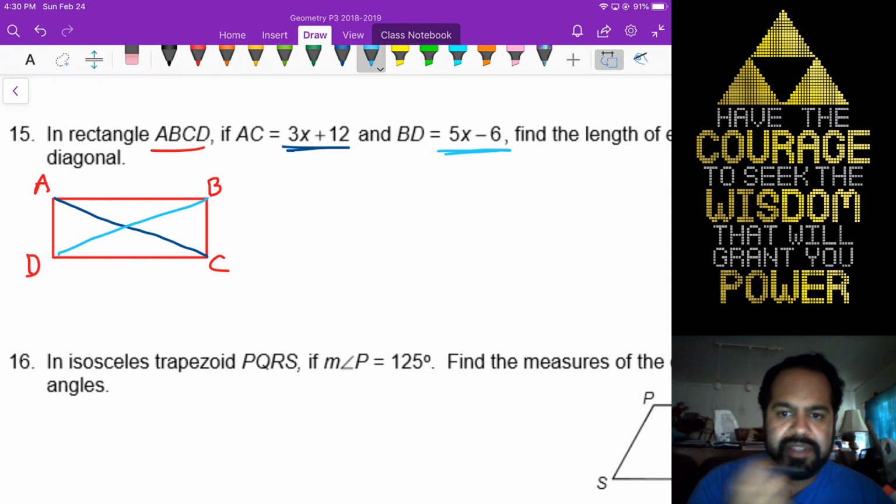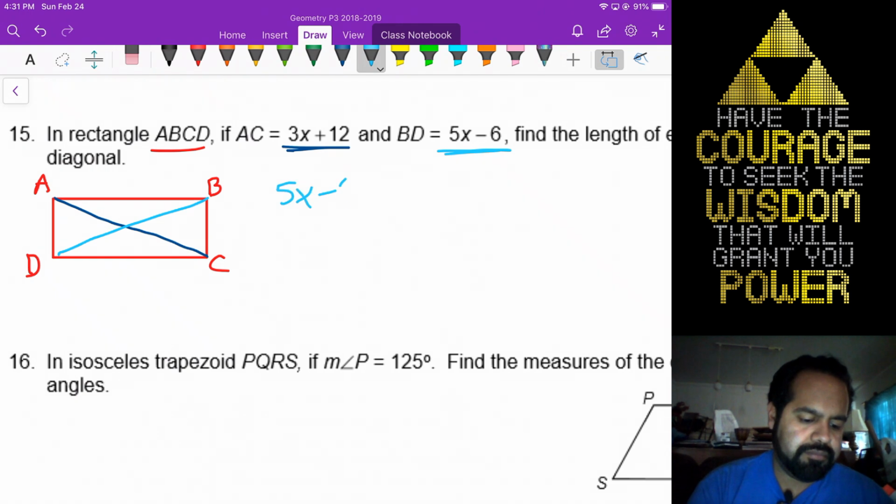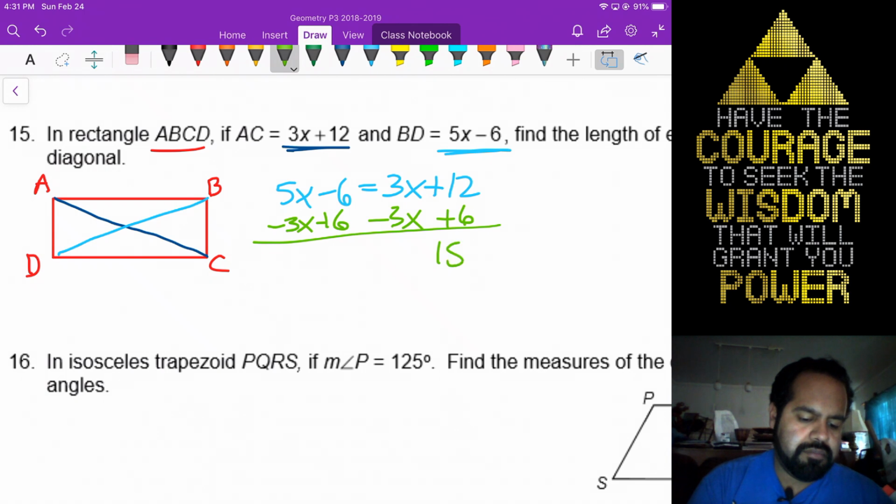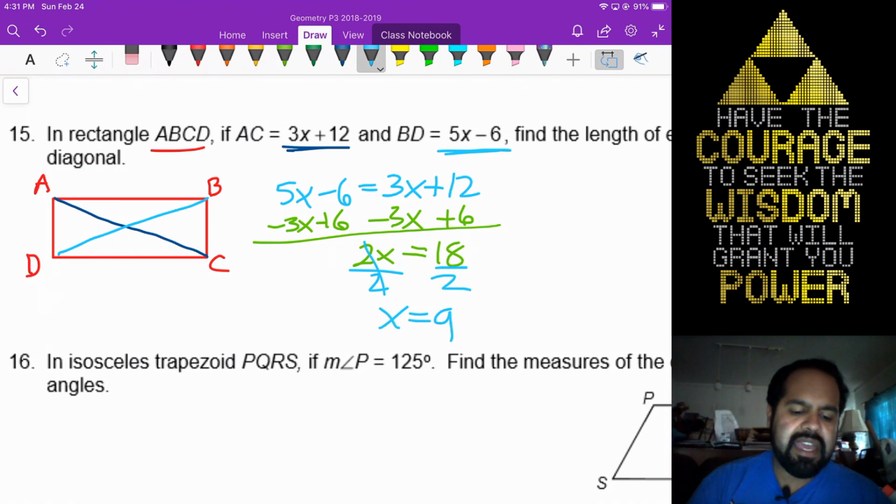So the diagonals must be congruent, so we're going to set them equal to each other. So let's take away 3x and then add 6. And then lastly, divide by 2. So x equals 9. Yay!